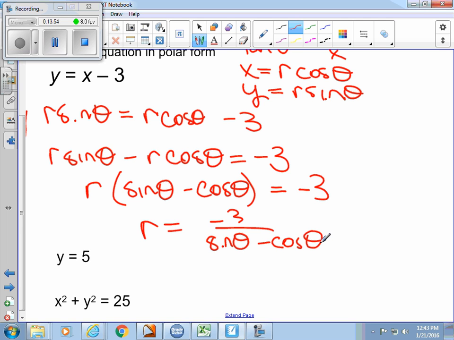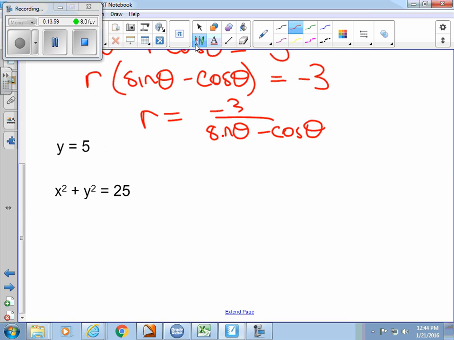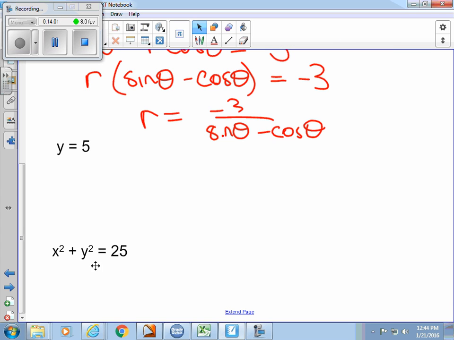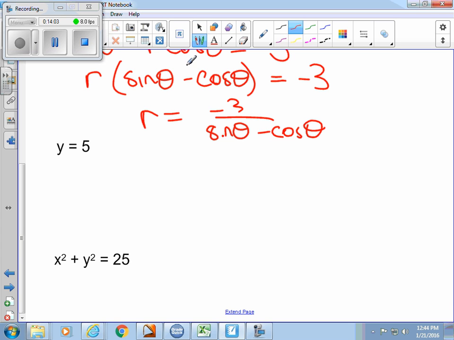Okay, let's do the y equals 5. Convert to polar coordinates. Okay, good. What am I doing first? Slow down a little, Joseph. r sine theta for y. And so what is r? 5 over sine theta. You might call it cosecant if you wish, but either way. Any questions about that one?